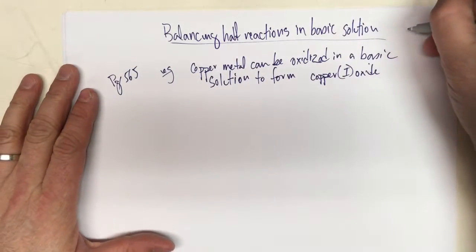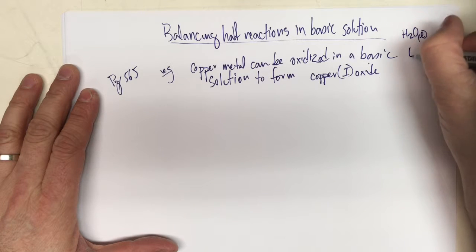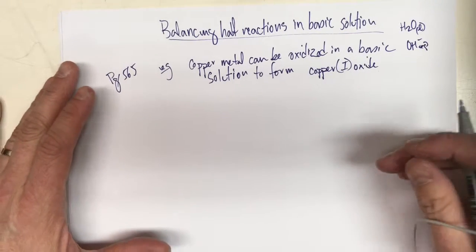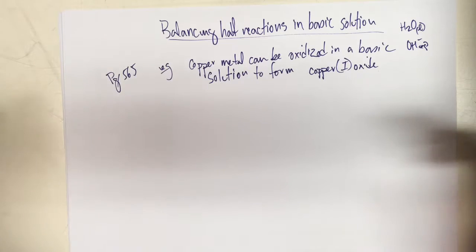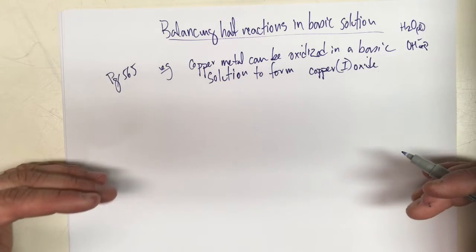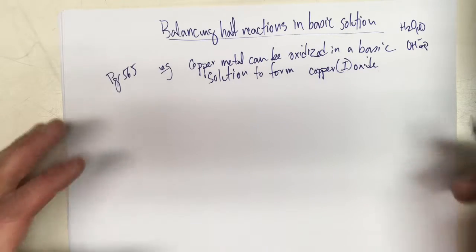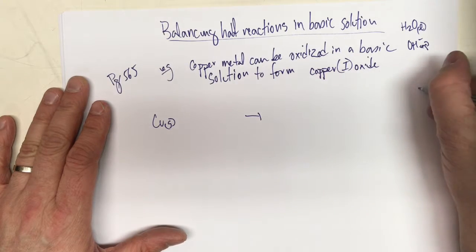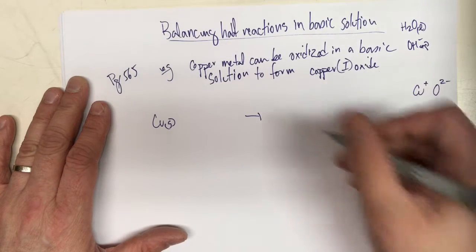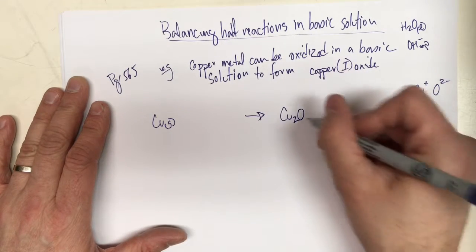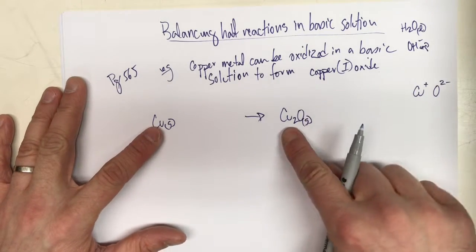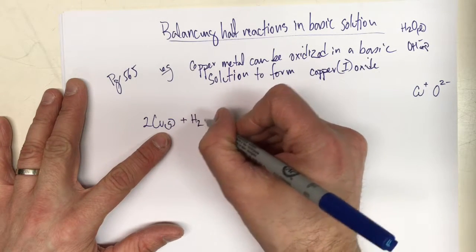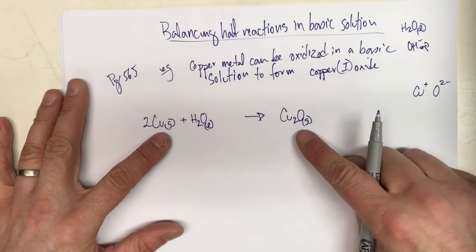But in a basic solution, we have a lot of water and we have hydroxide ions. But we don't actually have many, if any, hydrogen ions. Well, we'll have 1, but not much in the way of hydrogen ions. That being said, our strategy is to balance like it's in an acidic solution. So I'm going to take my copper metal, and it's going to become copper 1 oxide. Keep in mind copper 1 is positive, and oxide is a 2 negative. So it's going to be Cu2O, solid. I need to balance my coppers, so I've done that. I have 1 oxygen here, so I'm going to balance it with water. Now I've got 1 oxygen on both sides.